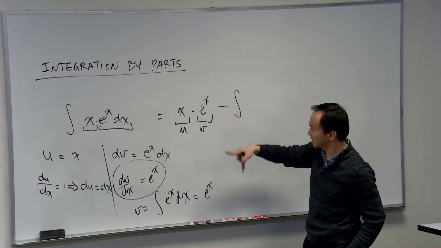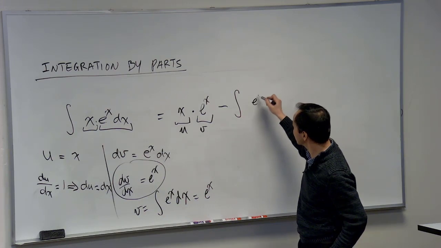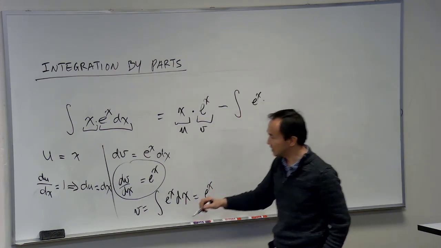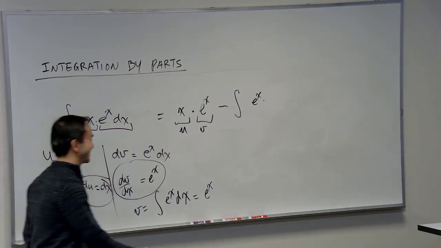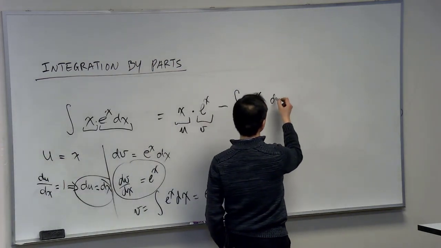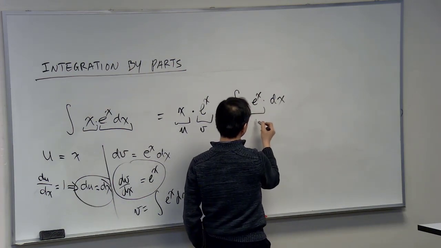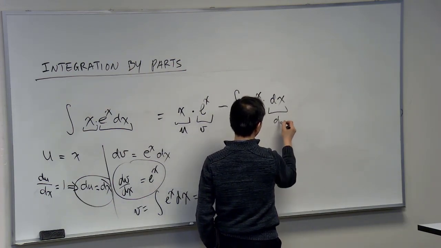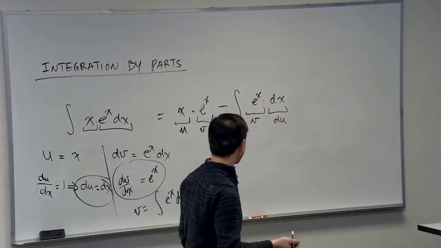Now I'm going to put the v right here, e to the x, but multiplied with the du. du is really just dx. So I see this as the v right here, and that dx came out with the du. Well, there you go. That's another way to see behind the scenes.